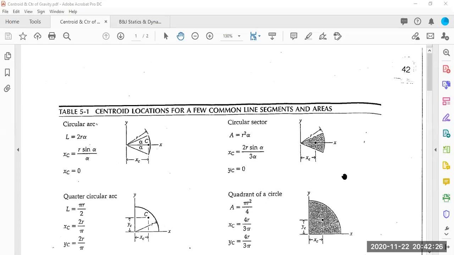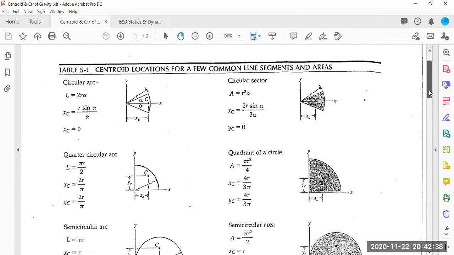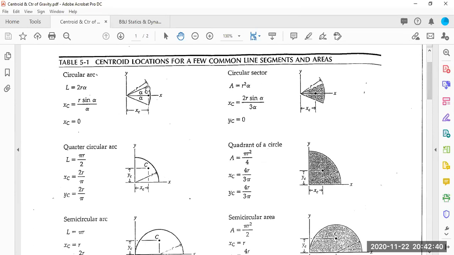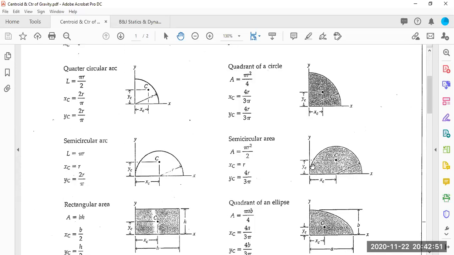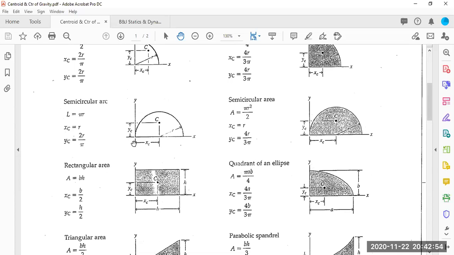Okay, we already know the centroid location for squares, for rectangles, and triangles. So here are some other centroids that you'll need to know. So an arc is a portion of a circle. So this is a portion of a circle, as this is an arc as well, but it's a quarter of a circle. This is solid filled in. So these are all two-dimensional. This is a semicircular arc, and here's a filled in semicircle.